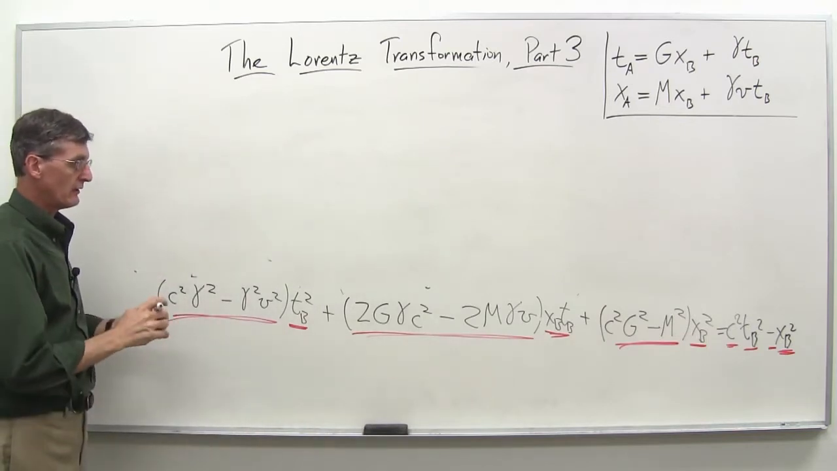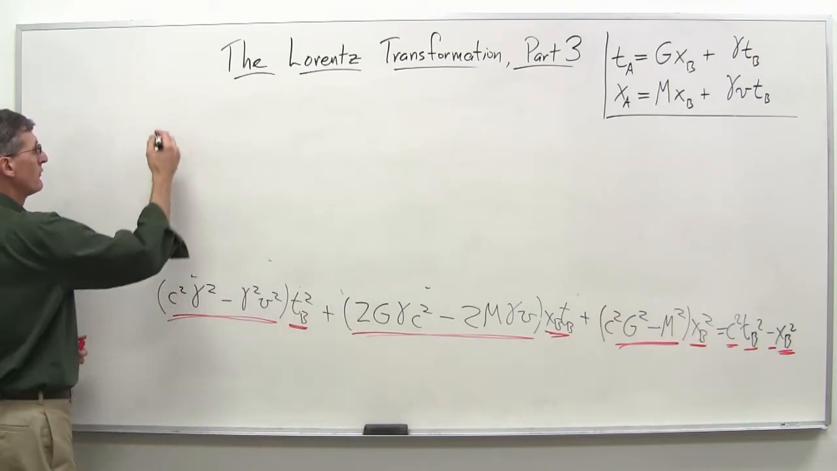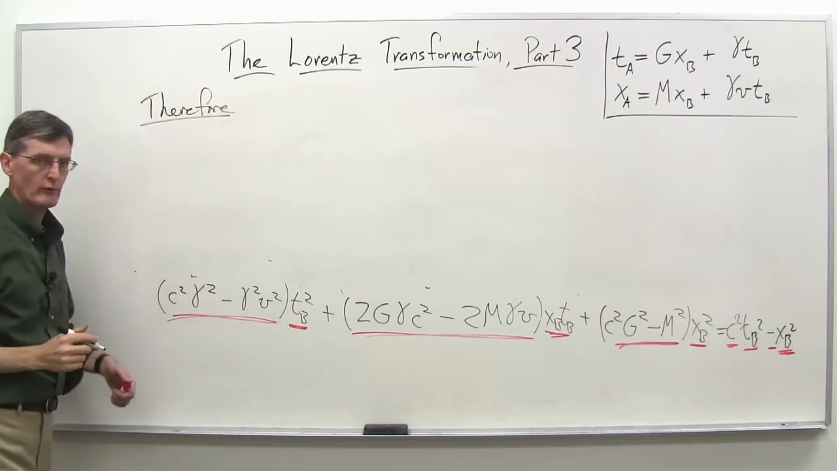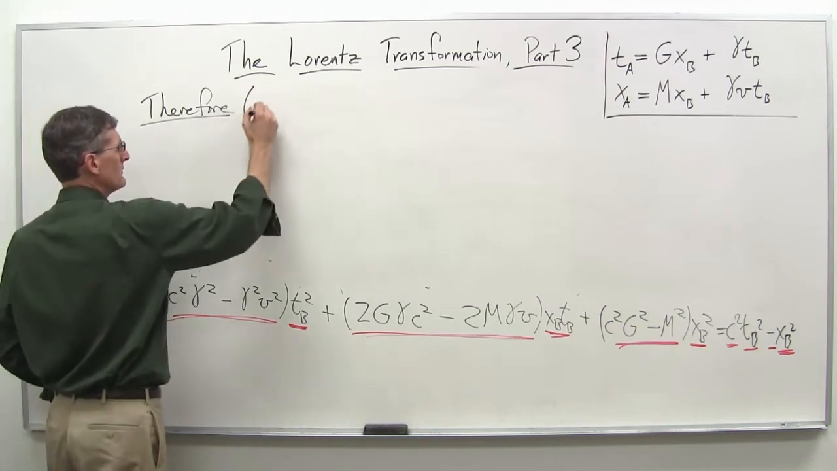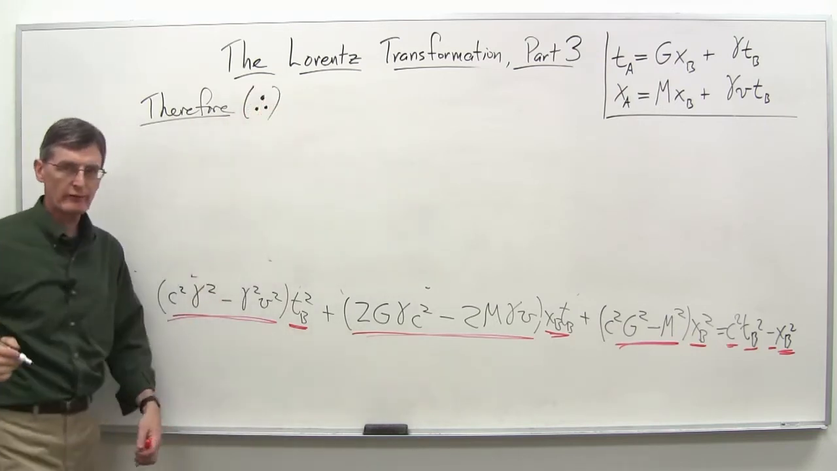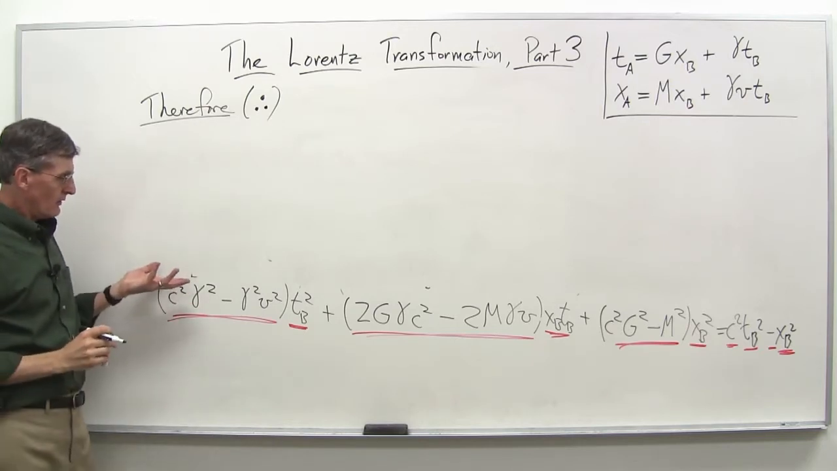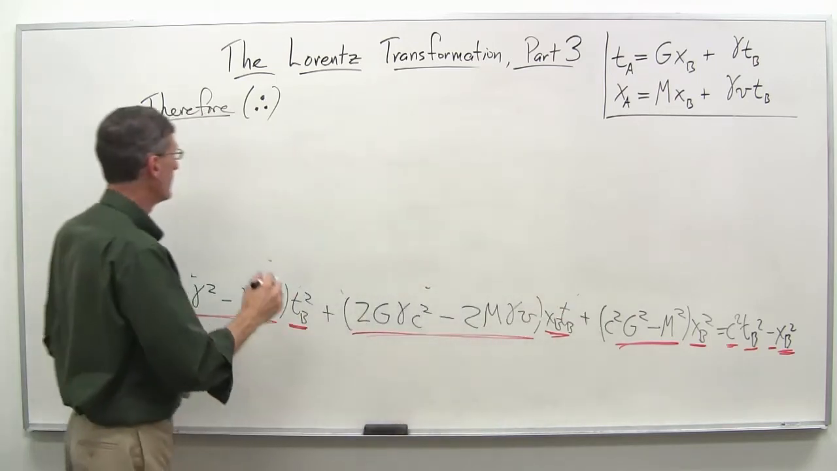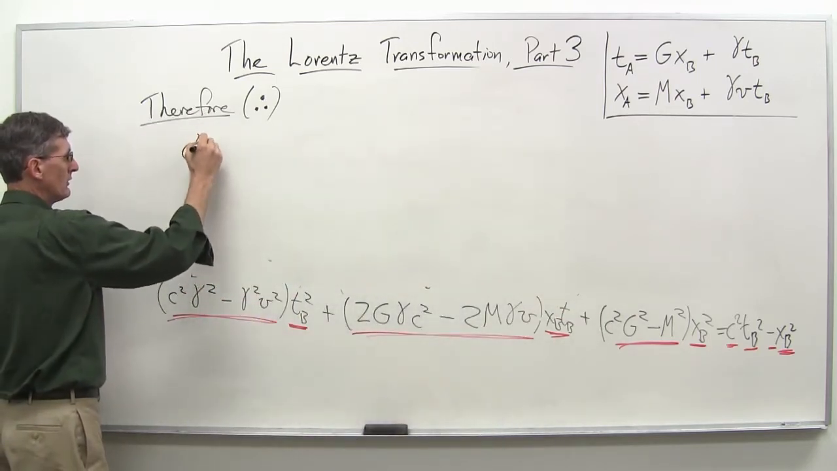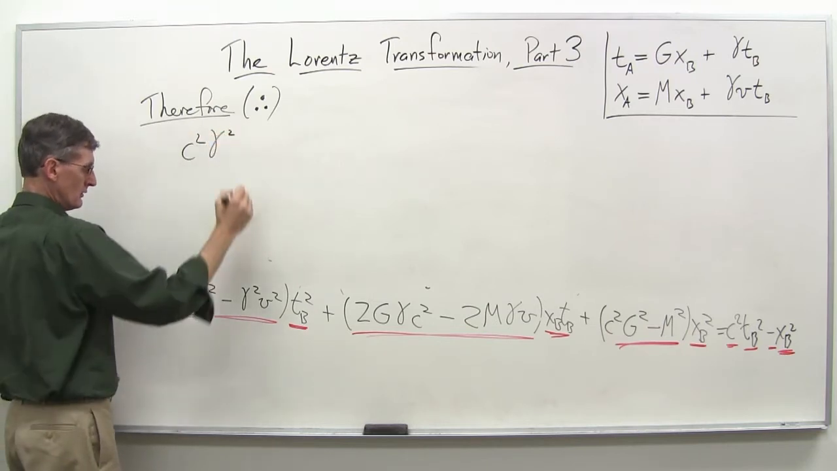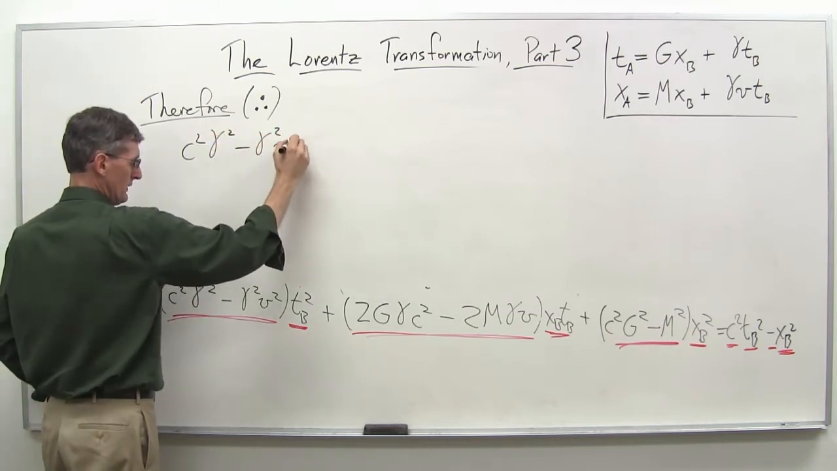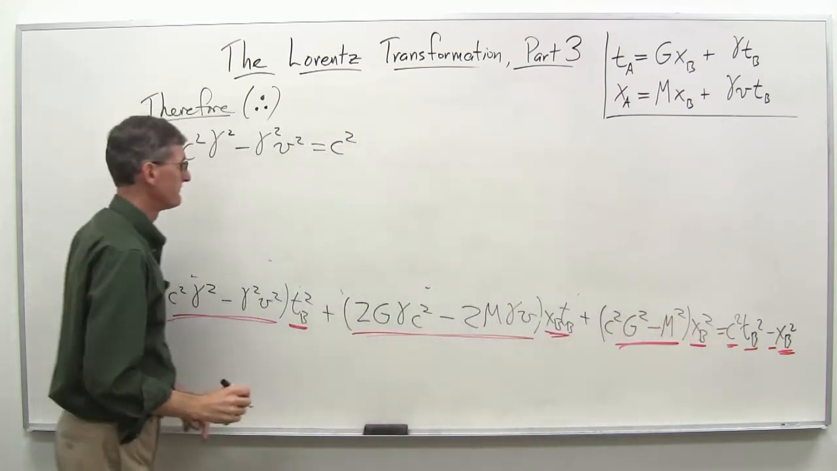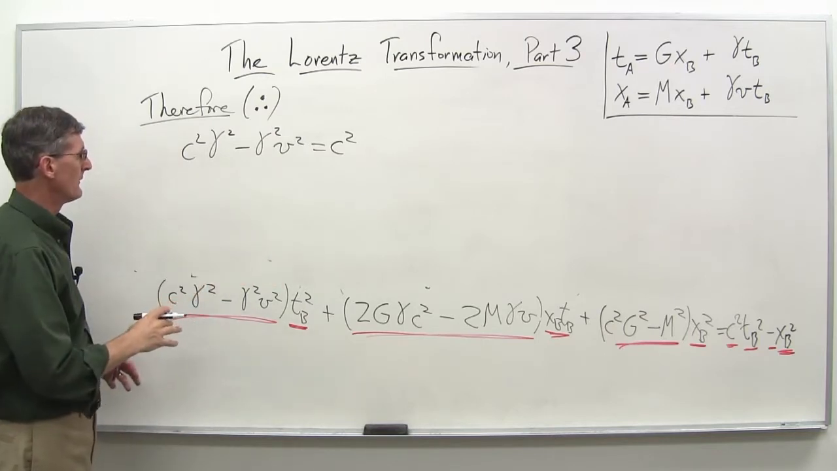Okay, so from this we can say, therefore, the TB squared term has to equal C squared. So we have C squared gamma squared, minus gamma squared V squared, equals C squared, the C squared coefficient over there. Let's just work with that for a minute. We'll get to the others in a minute.